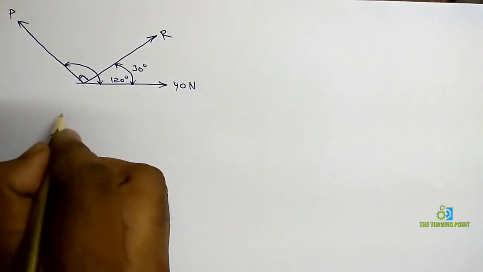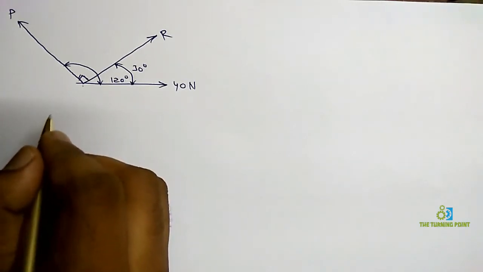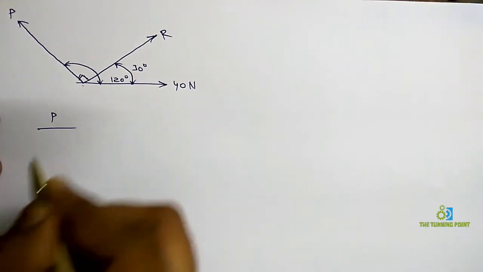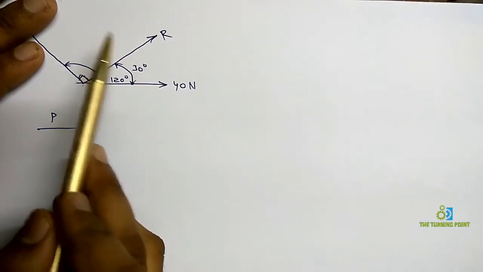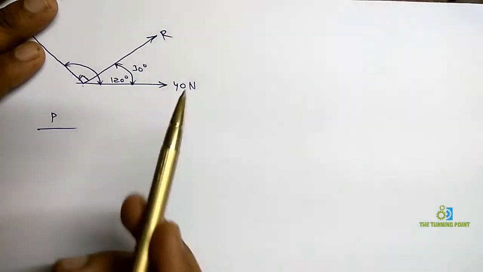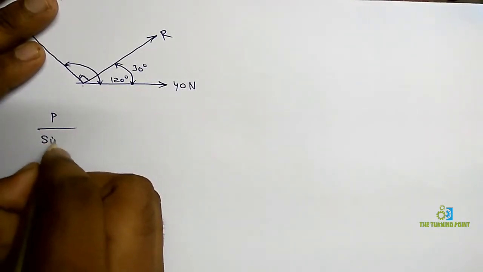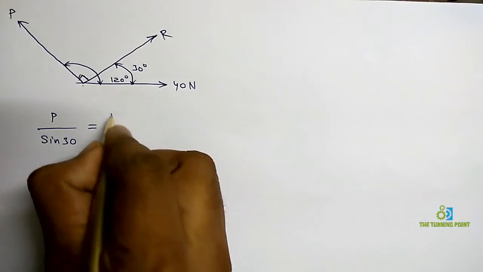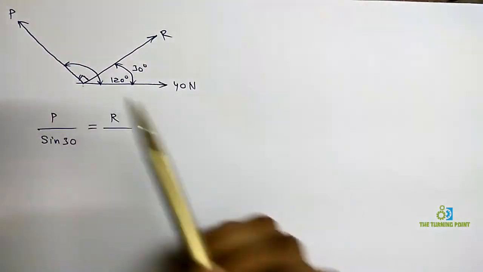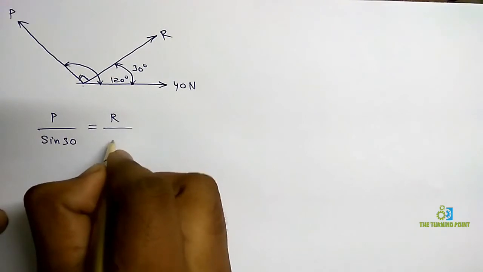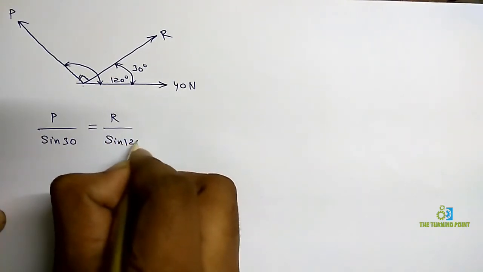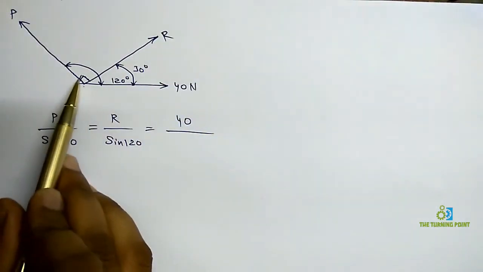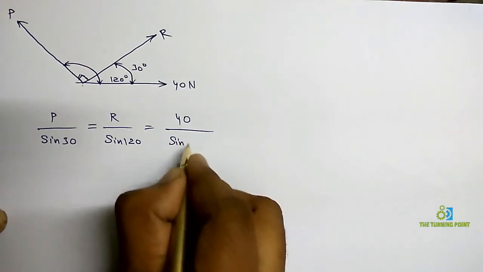Every force, or every side, is proportional to the sine of the angle between the other two sides, right? Here instead of side, that will be force. So P divided by sine of the angle between the remaining two forces, R and 40. The angle between those two is 30, right? So P by sine 30 is equal to R divided by sine of the angle between the other two forces, P and 40, which is 120, and equal to 40 divided by sine of the angle between the other two forces, which is 90. So 40 divided by sine 90.